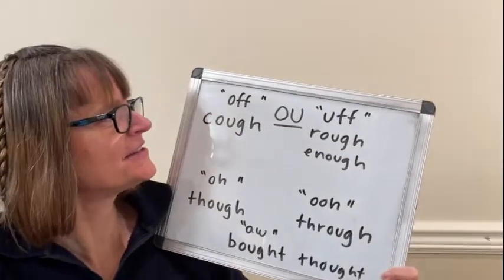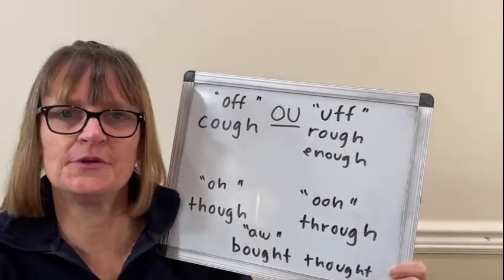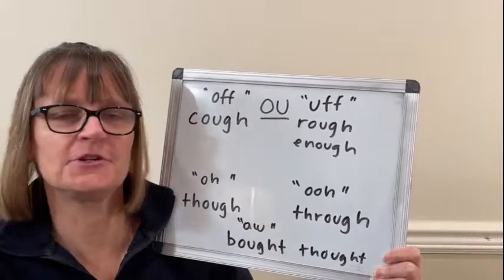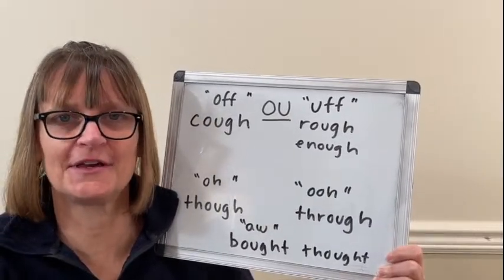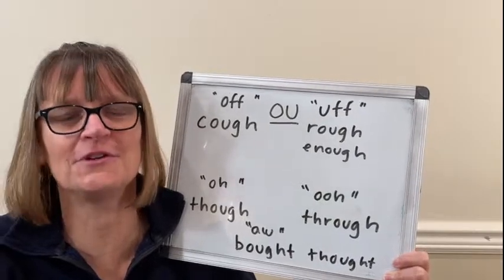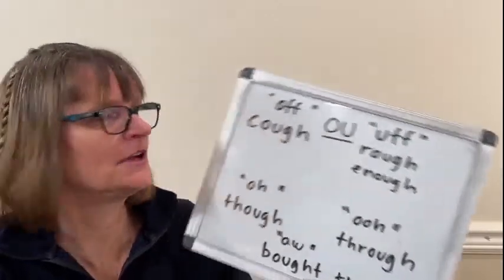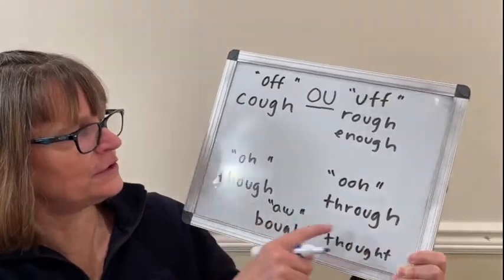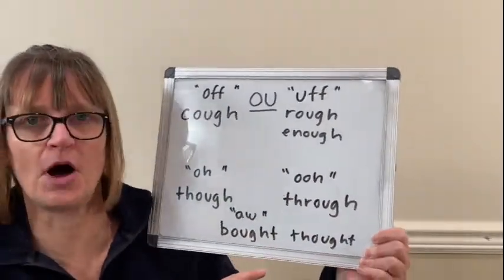In today's class, we're going to look at the letters OU and specifically OUGH, and I'm going to talk about the different sounds that these letters can make so that you can interpret and correctly pronounce words like cough, rough, though, through, and bought.